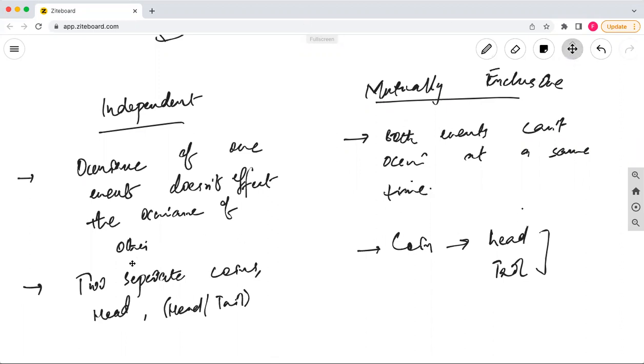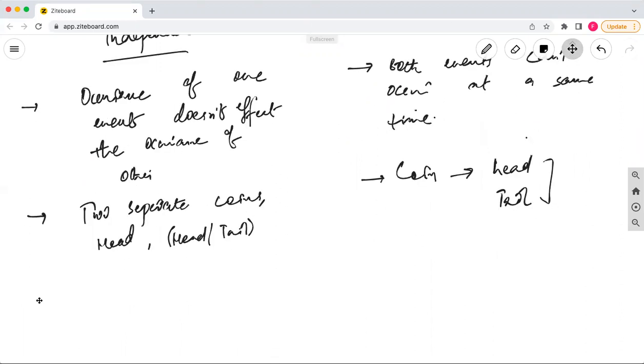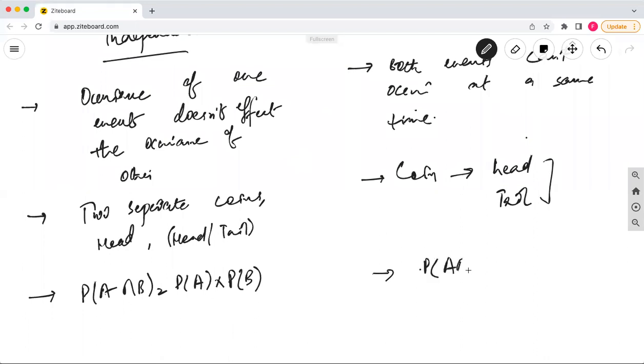And the third difference is the AND scenario. Probability of A and B is just probability of A into probability of B for independent events, and for mutually exclusive events, this is equal to 0, right?